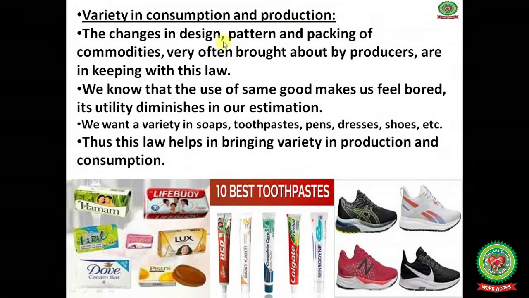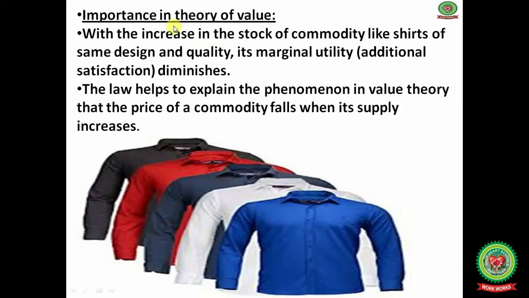Variety in consumption and production. The changes in design, pattern and packing of commodities, very often brought about by producers, are in keeping with this law. We know that the use of the same good makes us feel bored. Its utility diminishes in our estimation. We want a variety in soaps, toothpaste, pens, dresses, shoes, etc. Thus, this law helps in bringing variety in production and consumption also.